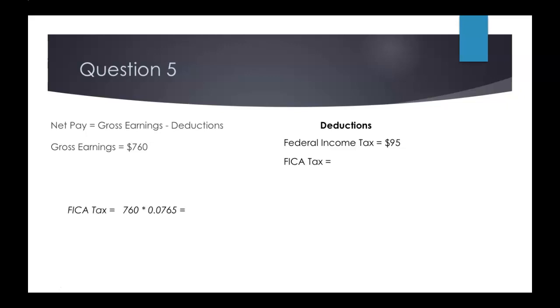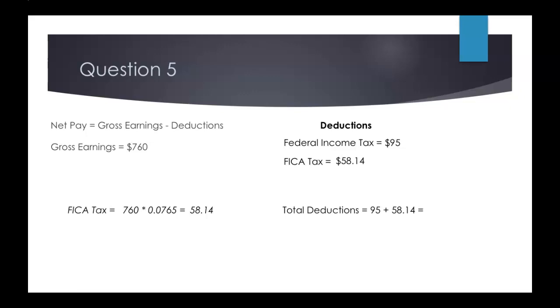To do that, we take our gross earnings, the 760, and that's what we're taxing at 7.65%. So 760 times 0.0765 gets you $58.14. So the FICA taxes in this pay period for Beth Corbin were $58.14.